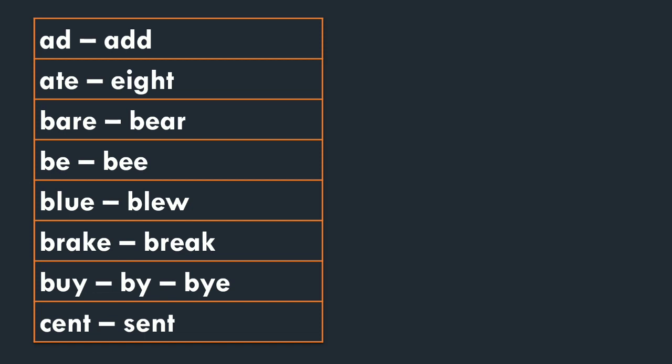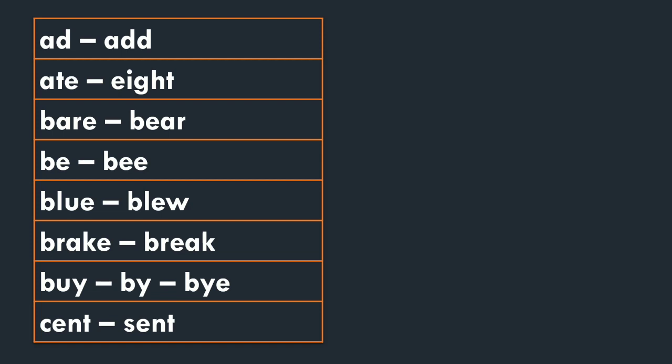B-R-E-A-K. Next is buy. There are three words with the same pronunciation, B-U-Y, B-Y and B-Y-E. The pronunciation is buy. Now we'll see the meanings. B-U-Y, buy, it's a verb. Now what does it mean? That is, you give money and you take something for that money, that is buy. Then by is the preposition. Bye is used in words like goodbye. So when you say farewell to somebody, you say goodbye, or simply you say bye.